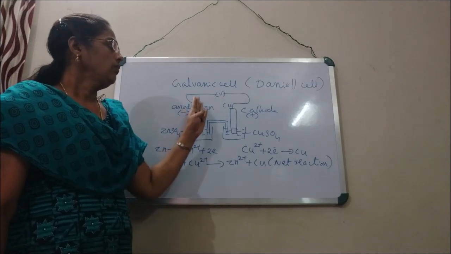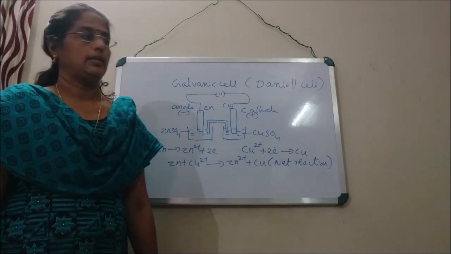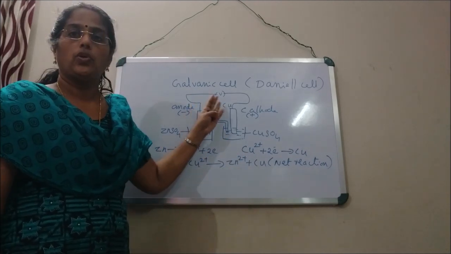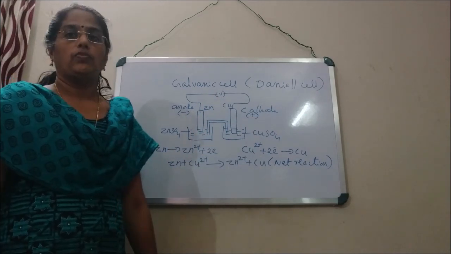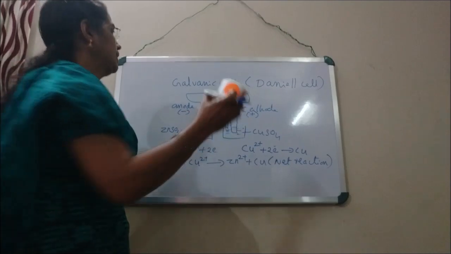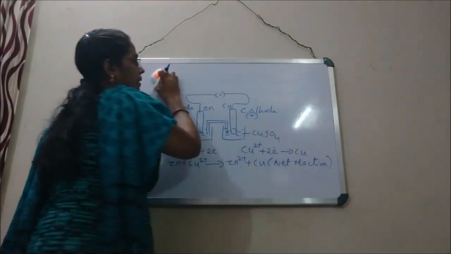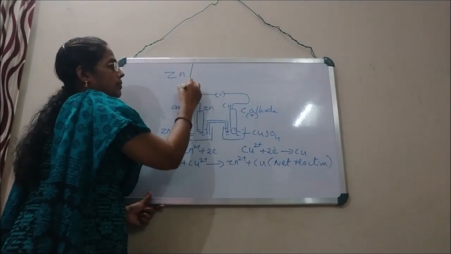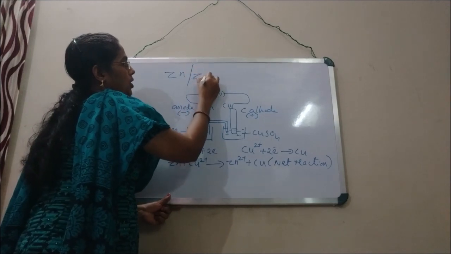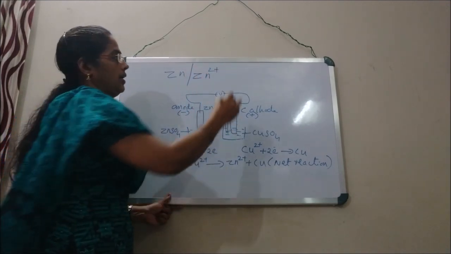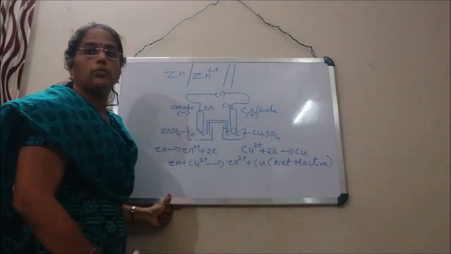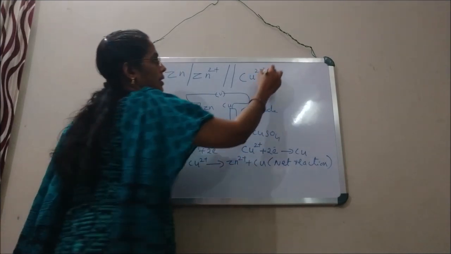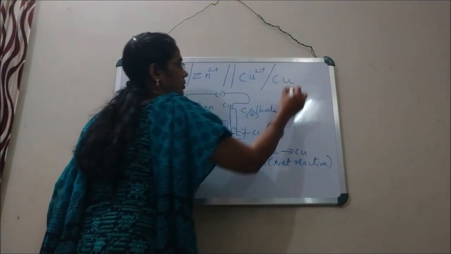Then for the representation of this Daniell cell, if we are asked to represent the Daniell cell, there is no need for drawing this figure. Instead of that, we can represent the Daniell cell like this. That is, first of all, anode, then slash, then the ions present in the anodic half cell, then the double line that indicates the salt bridge, then the ions present in the cathodic half cell, then slash cathode.